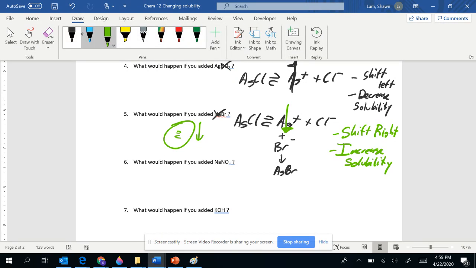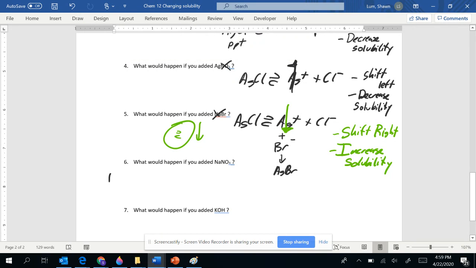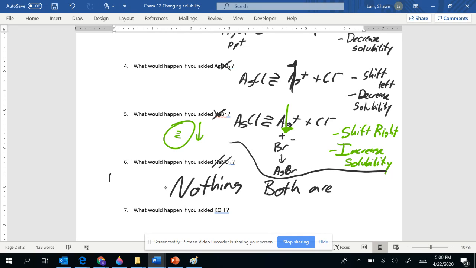Okay, let's go back to a black pen. What would happen if you added NaNO3? We've talked about this a ton. Na, spectator ion. NO3, also a spectator ion. So what happens if you added something that is completely spectator ions? In other words, Na doesn't react with anything, NO3 doesn't react with anything. Well, no reaction, so nothing. And you could say, if you want to get more technical, both are spectator ions.